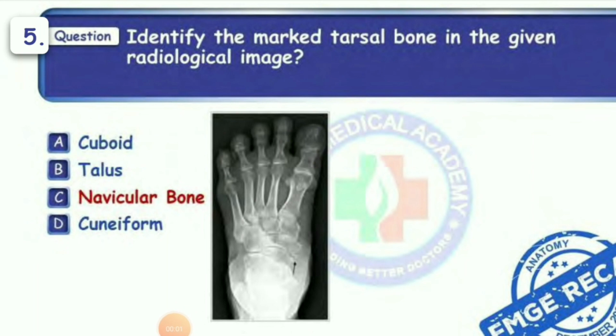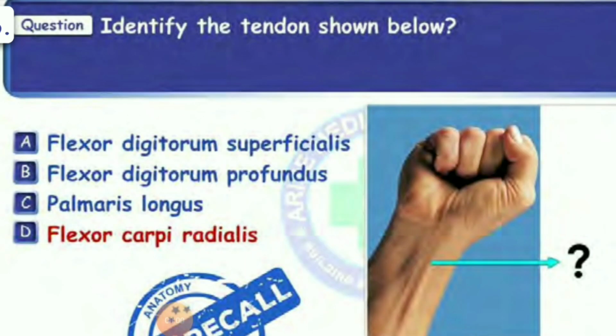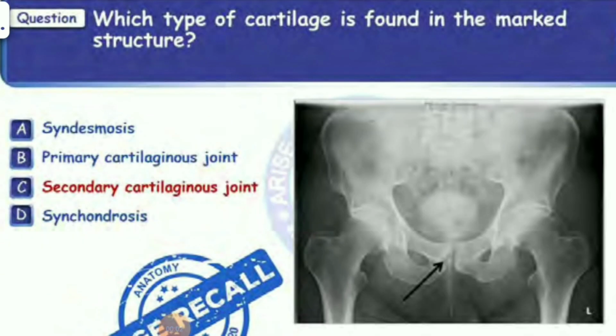Next question. Identify the marked tarsal bone in the given radiological image. Options are navicular bone, cuneiform, talus and cuboid. Correct answer is navicular bone. Next question. Identify the tendon shown below. The answer is flexor carpi radialis. Next question. Which type of cartilage is found in a marked structure? The answer is secondary cartilaginous joint.